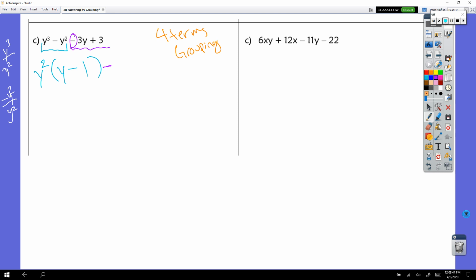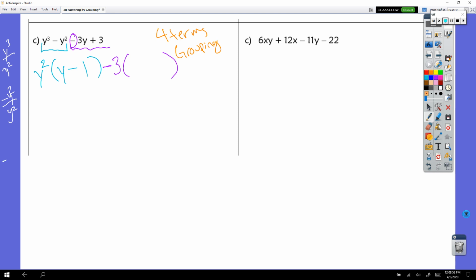And now I'm going to look at the 3y plus 3, where I'm going to be thinking about what value goes into 3y and 3. And that value that goes into both is a 3. So I've got my setup. Now we're ready to do our division.